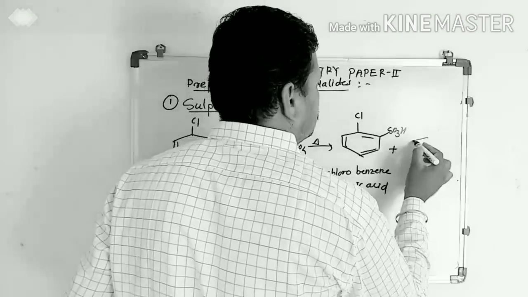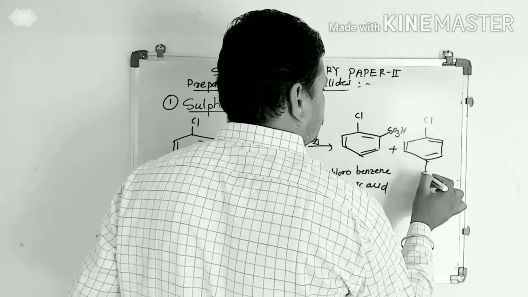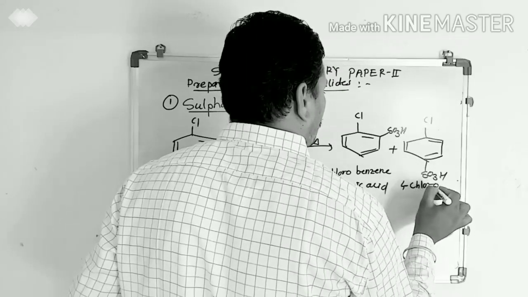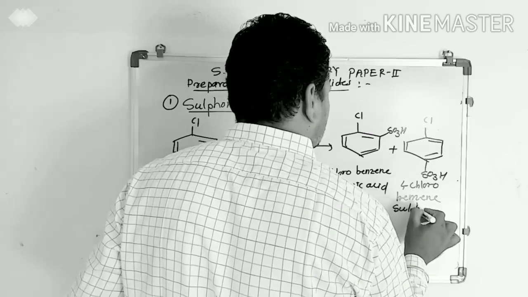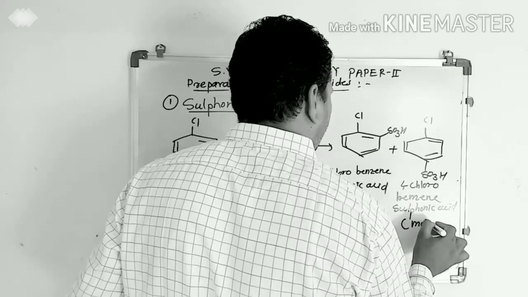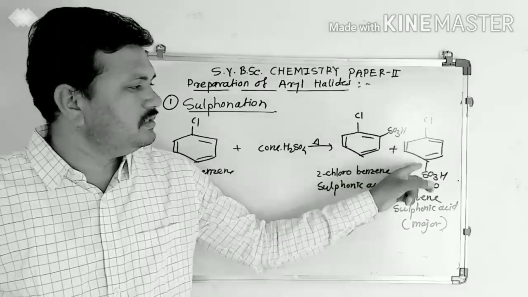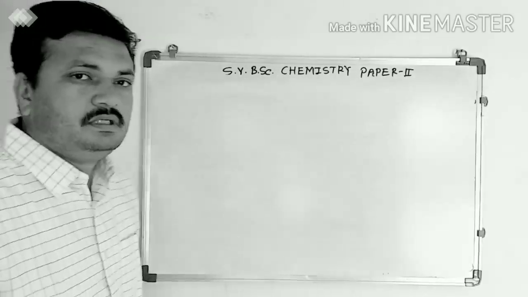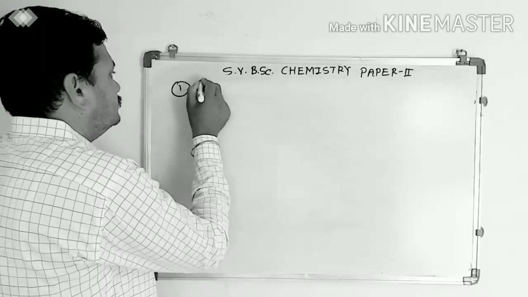And second product is the para product. It is 4-chlorobenzene sulfonic acid, and it is the major product. Out of the two products, the para product is obtained as the major product. Okay. Now we will see another reaction of aryl halides. It is Fittig reaction.